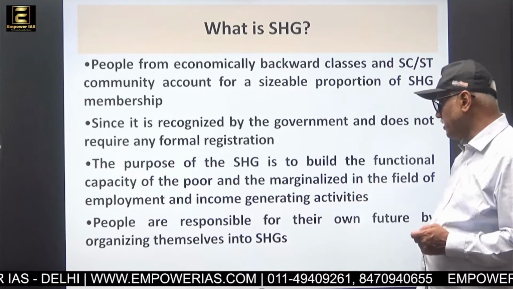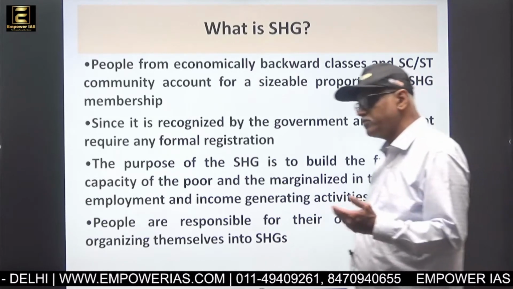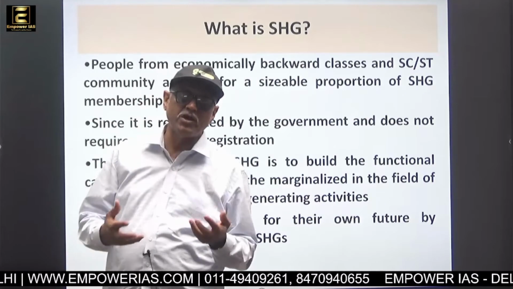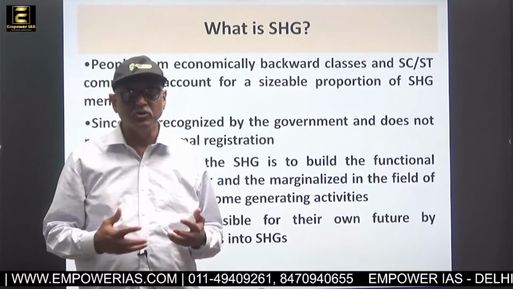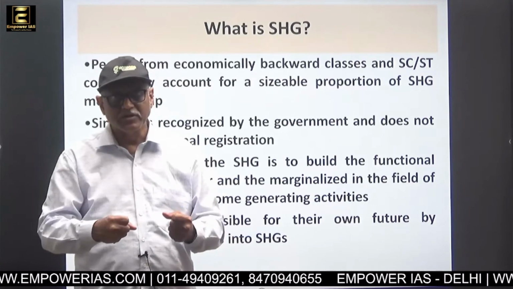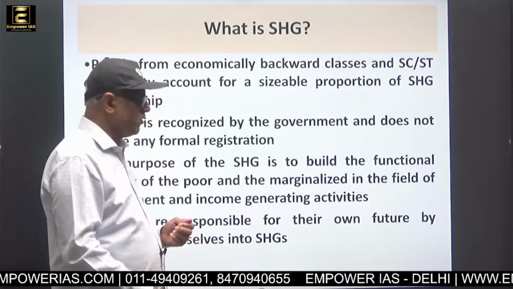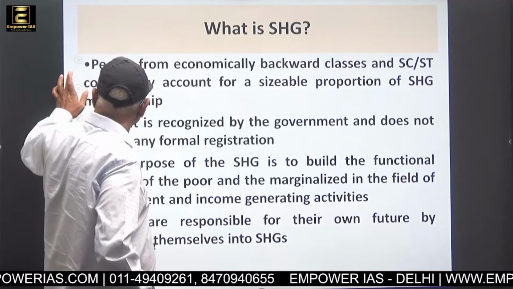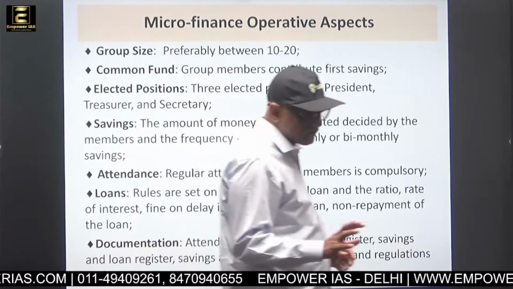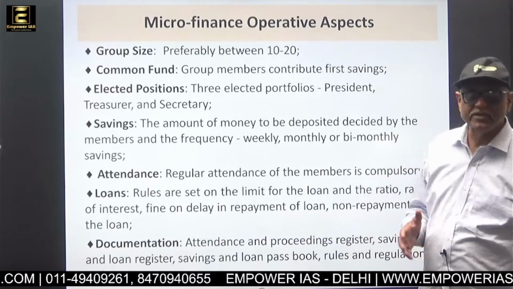And people become responsible for their own future by organizing themselves into SHGs. The moment some women come into SHGs, it means they want to build up their own future. They don't want to leave their future in somebody else's hands, but want to take control of it. So this is the beauty, or significance, of SHG. Now, more or less, what is the group size? Group size is always small, as I said. It should be 10, 15, 20, not beyond that.